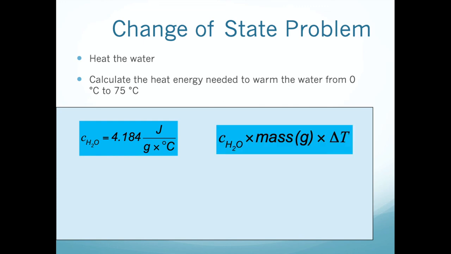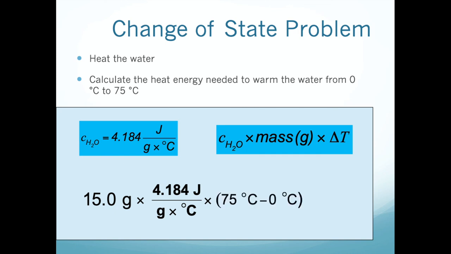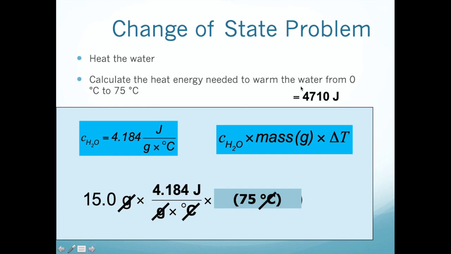So let's set that up. 15 grams times the specific heat capacity of our liquid water times our 75 degrees Celsius. Notice that grams cancels out, degrees Celsius cancels out, and you get your answer in joules. Okay, I've written it up here, 4,710 joules.